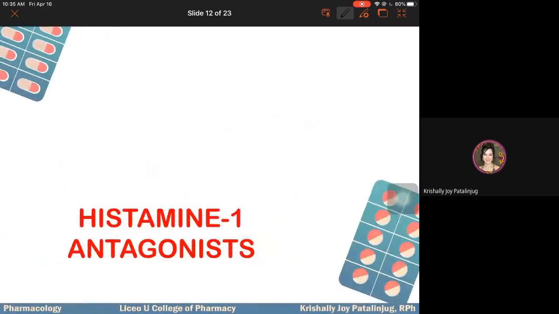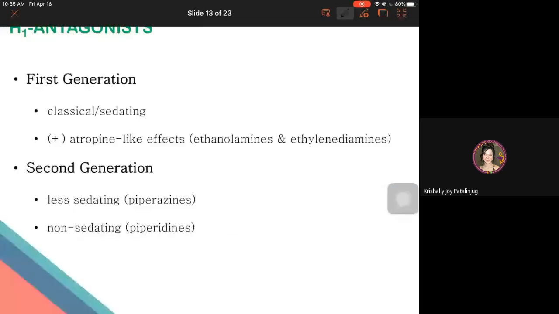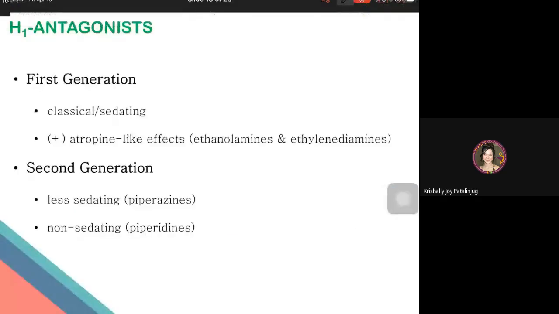So let us now proceed to the antagonist, particularly histamine 1 antagonists. So diri na mag-start inyuhang pag-memorize sa drugs. Pero wala gyud memorize nga mahitabo good kay online pwede ra scan ang notes. So kuha na lang familiarize ang mga drugs. Okay, so these are the following.